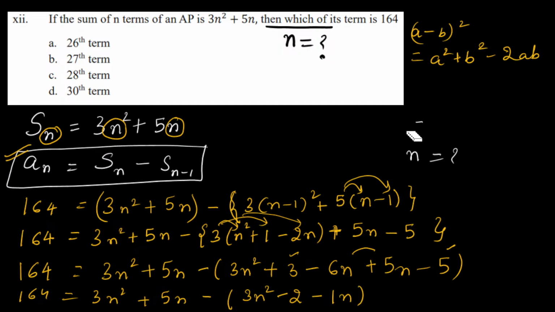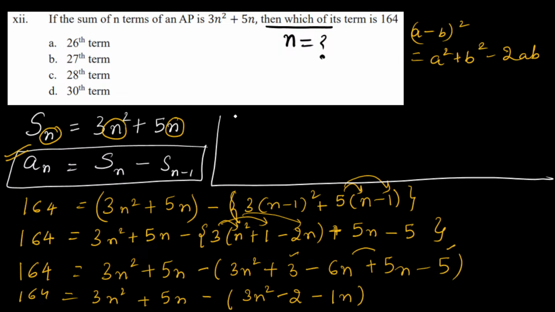In the next step I am just going to open the bracket. So 164 is equal to 3n square plus 5n. If minus is outside the bracket, you have to change the signs. So minus 3n square plus 2 plus 1n.